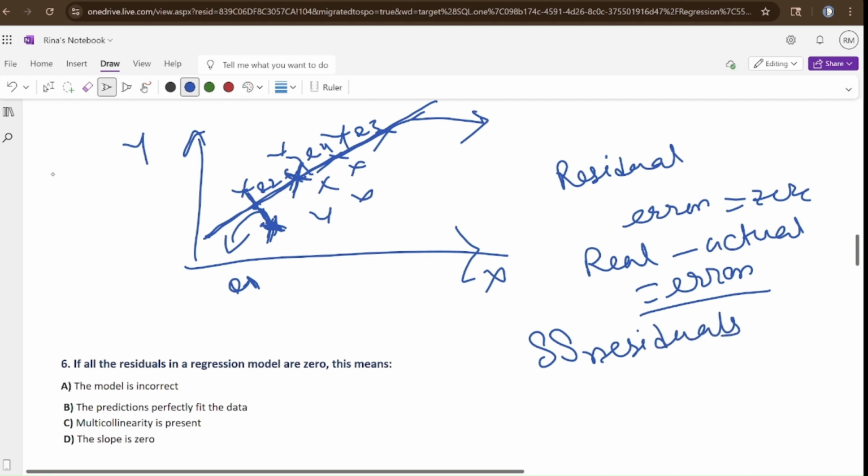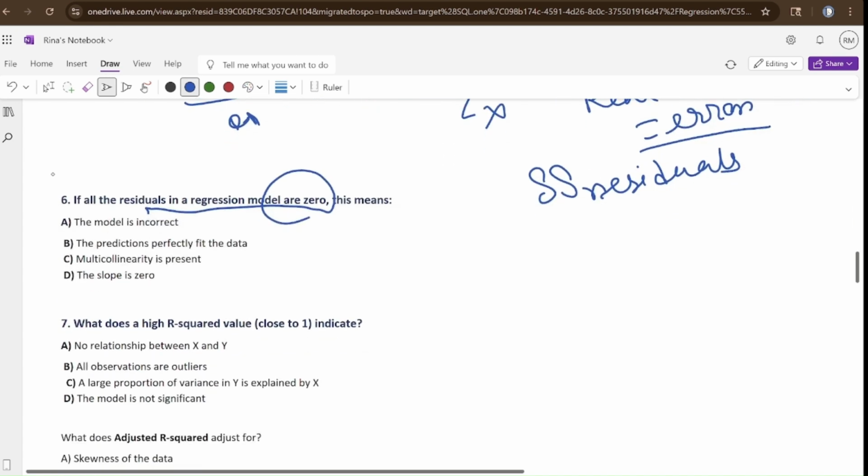Now our question is, when all the residuals are 0? For this point, for this point, for this point. All the residuals are 0 means all the points are lying on the regression line only, right? So you can say that the model perfectly fits the data, because your model has predicted this one, and if all the real values are lying on this one only, then your model is simply perfect. So we can write that the predictions perfectly fit the data.